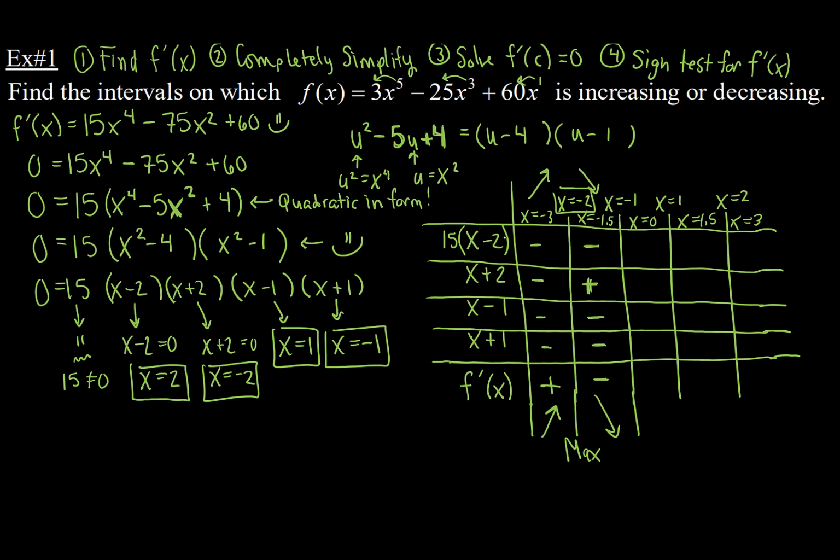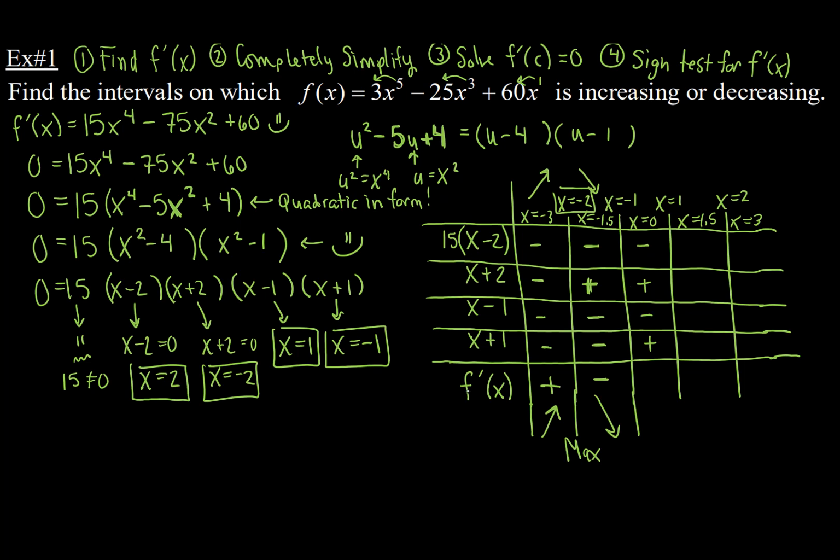So if I have 0 minus 2 times 15, I'm going to get a negative. If I have 0 plus 2, I'm going to get a positive. 0 minus 1, I'm going to get a negative. 0 plus 1, I'm going to get a positive. Also, if I look at the cumulative effect, if I multiply these all together, I get positive.